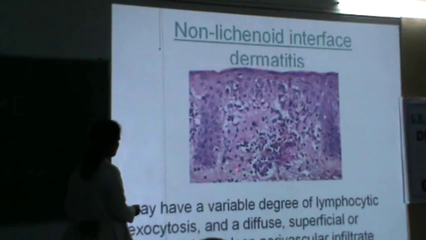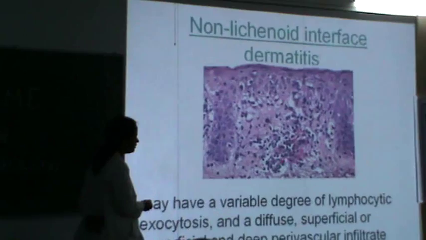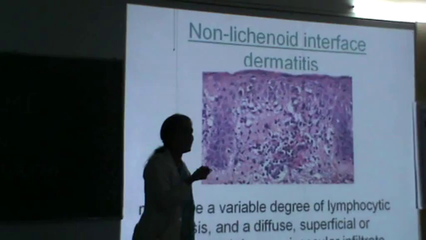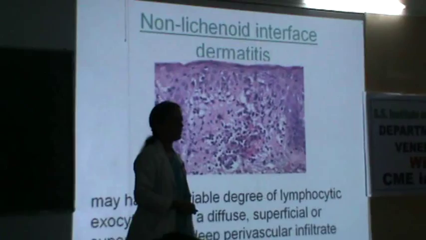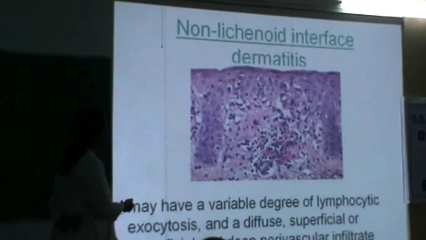So where is this inflammatory infiltrate concentrated? What is this structure? Can you make out a round structure here? It has a lining, and it is revealing its identity by the presence of RBCs within. What is it? Blood vessel. So that is the superficial blood vessel in the papillary dermis. When inflammatory infiltrate is around the blood vessel, what do we call it? Perivascular inflammatory infiltrate. So non-lichenoid interface dermatitis has a variable degree. We are not seeing a band-like infiltrate here.